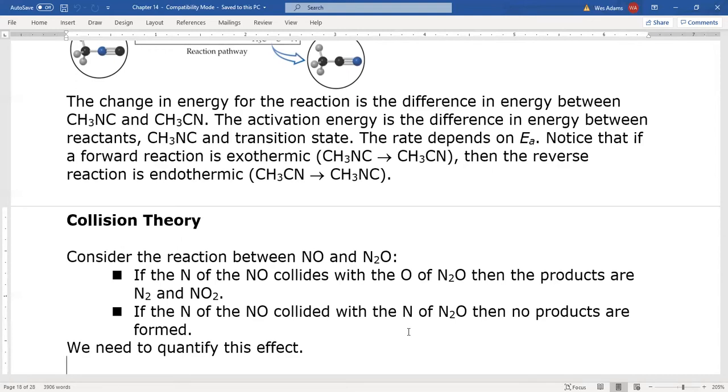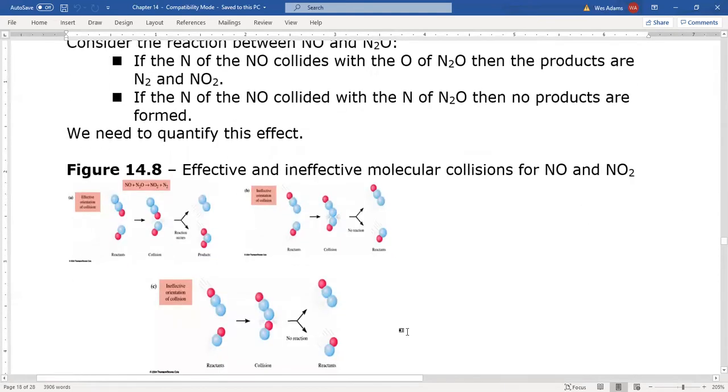Temperature will increase the motion of the molecules, which will increase the number of collisions, but only a fraction of those will be favorable. So if we look, we've got a favorable collision going on to form products. The N and the O are colliding, and then the products go off their separate ways.